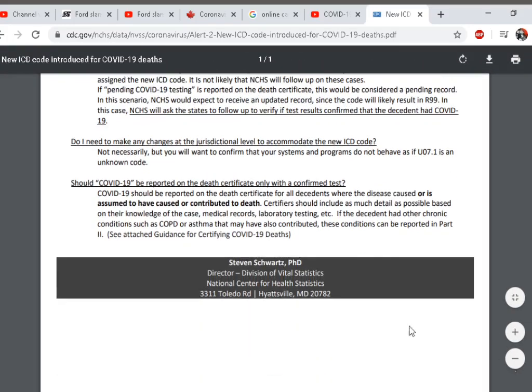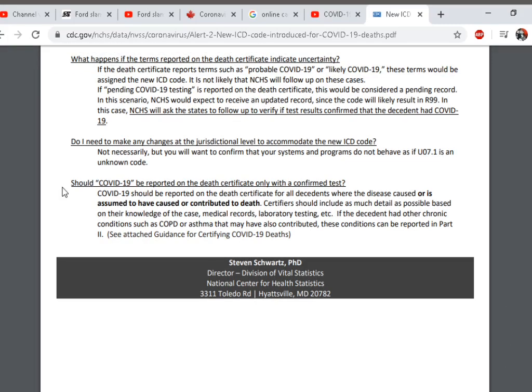Should COVID-19 be reported on the death certificate only with a confirmed test? COVID-19 should be reported on the death certificate for all decedents where the disease caused or is assumed to have caused or contributed to death. Certifiers should include as much detail as possible based on their knowledge of the case, medical records, laboratory testing, etc. If the decedent had other chronic conditions such as COPD or asthma that may have also contributed, these conditions can be reported in Part 2.